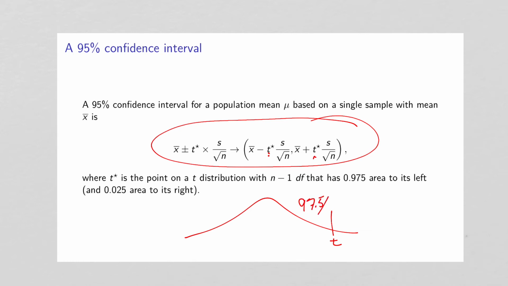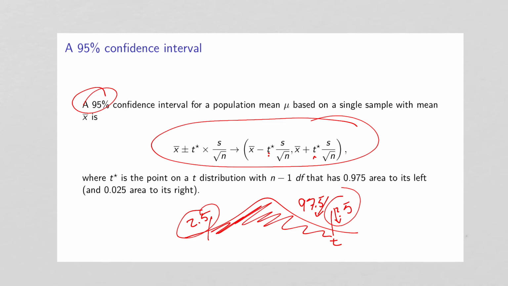97.5% of the area under the curve is to the left, and 2.5% is to the right. So if 2.5% is to the right, then the other 2.5% is on the other side, right? And 2.5 and 2.5 is 5, so you have 95%. So you will be 95% confident that the true value is somewhere in here.